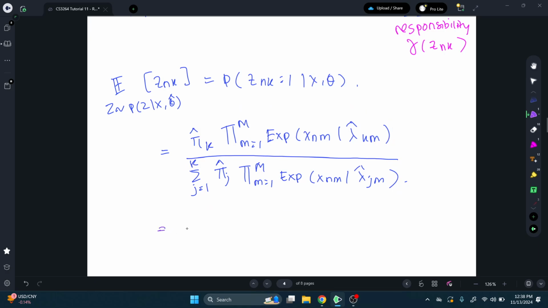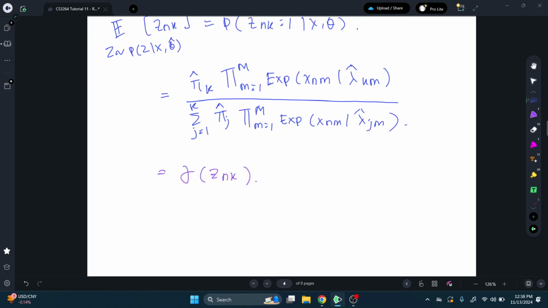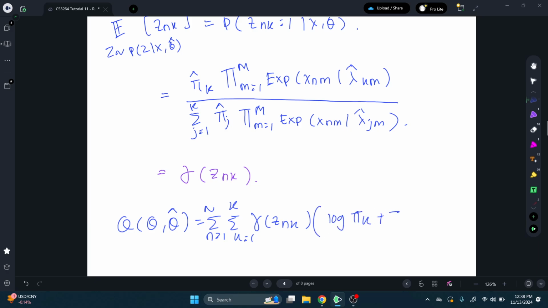So with this, this now becomes our responsibility value. Anytime you see this delta of z_nk, you can assume that it is this fraction. So we can rewrite our Q function using our delta. Now this will just be the sum from n equals 1 to N, sum from k equals 1 to K, of delta z_nk times log pi_k plus the sum from m equals 1 to M of log lambda_km minus lambda_km x_nm.